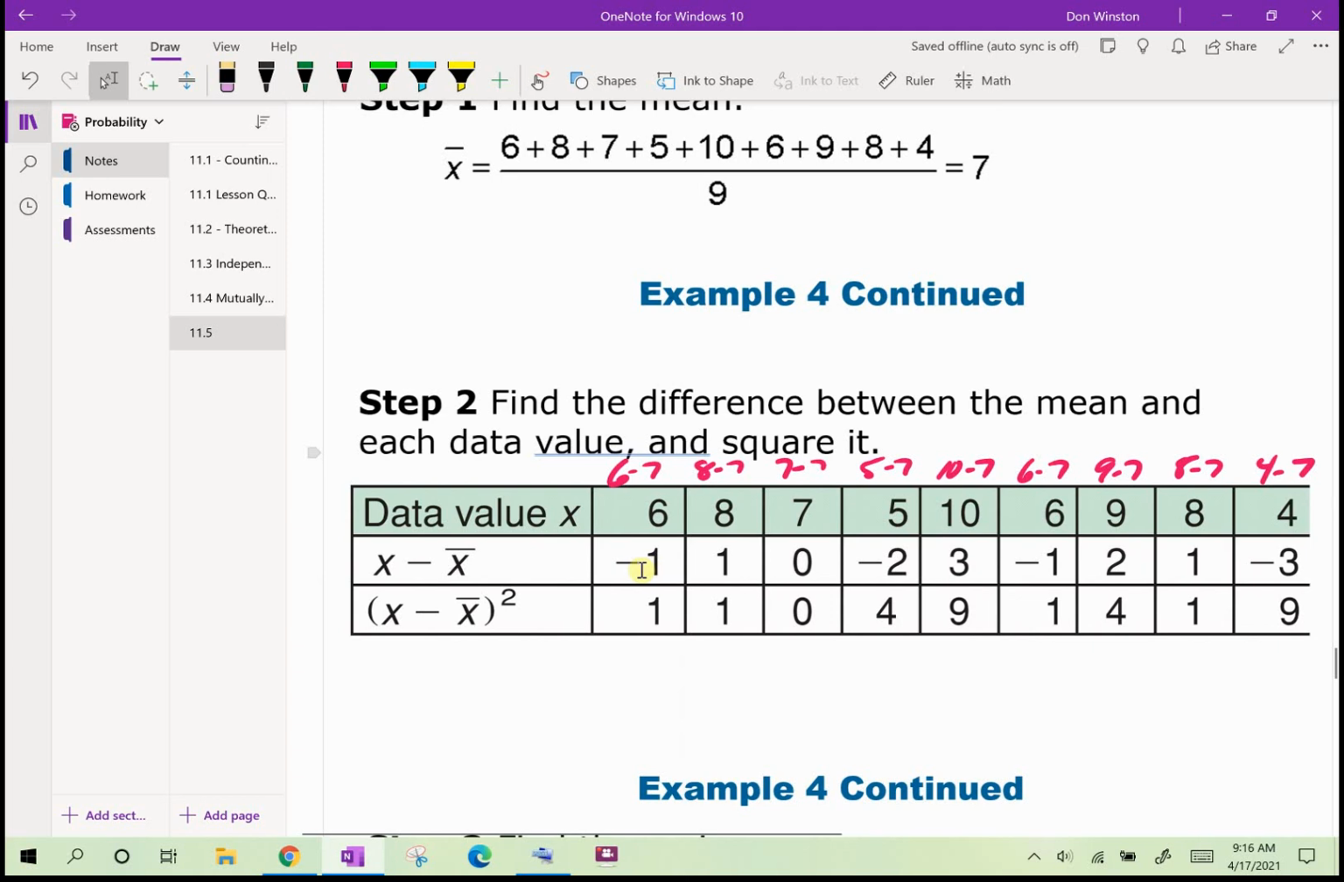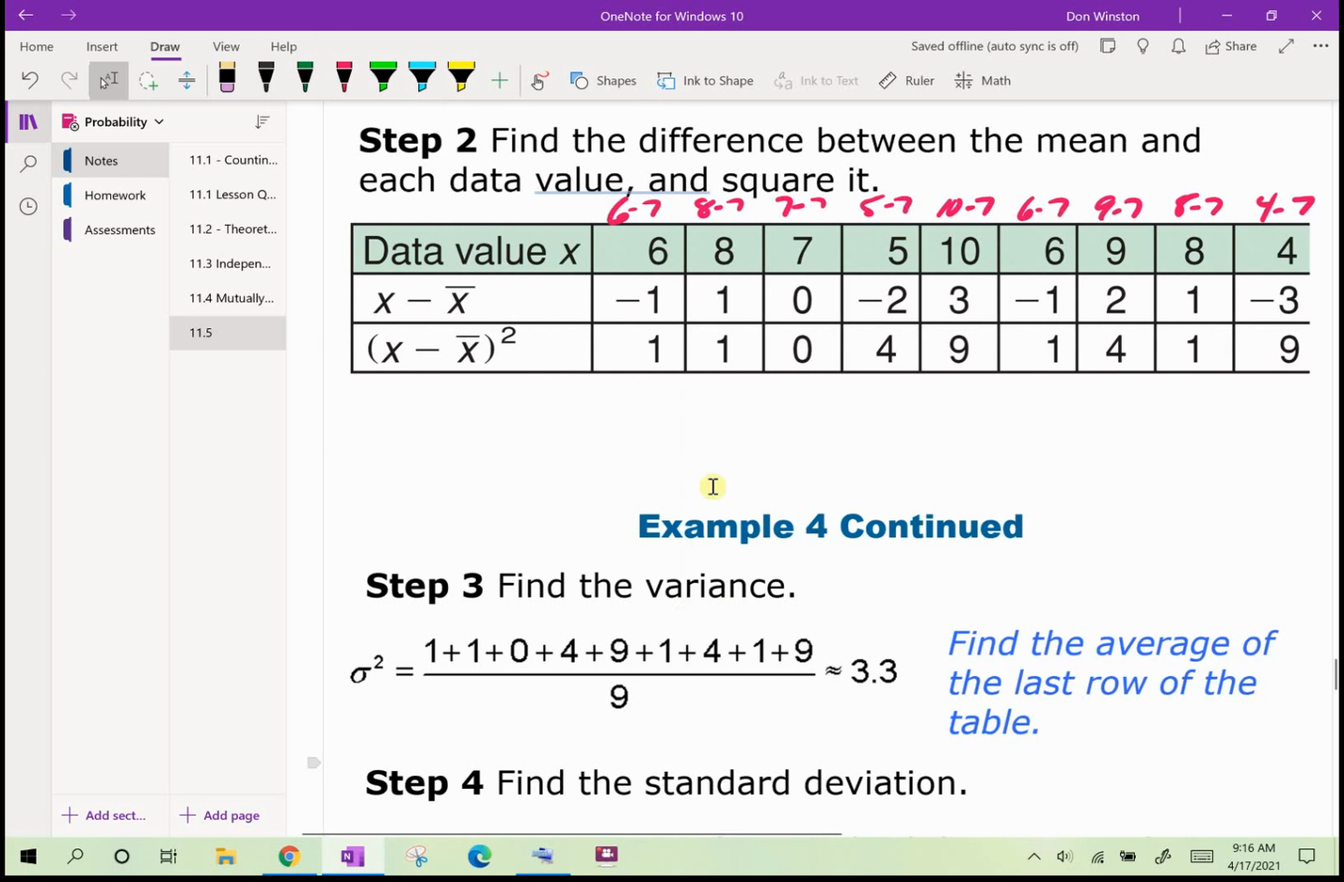Then we take that difference, -1, and we square it. We get 1. 1 squared is 1. 0 squared is 0. -2 squared is 4. We take those differences and square them, and then we add them up. We divide by how many we have, which is 9. And that gives us our variance.